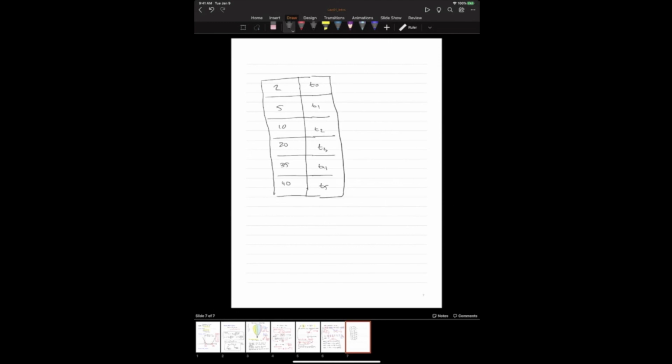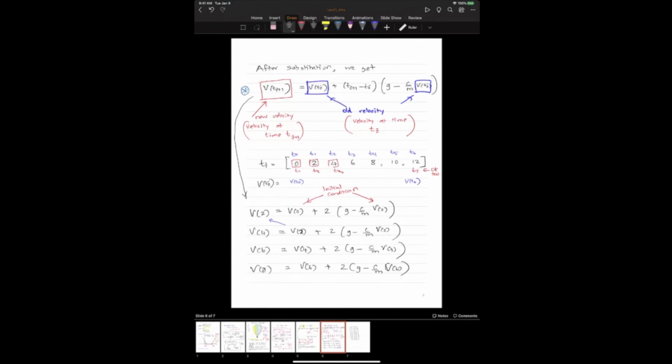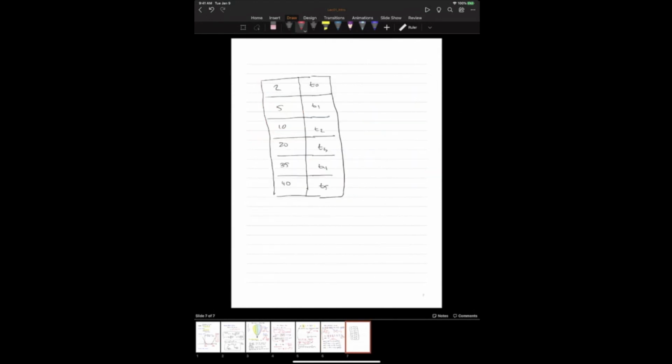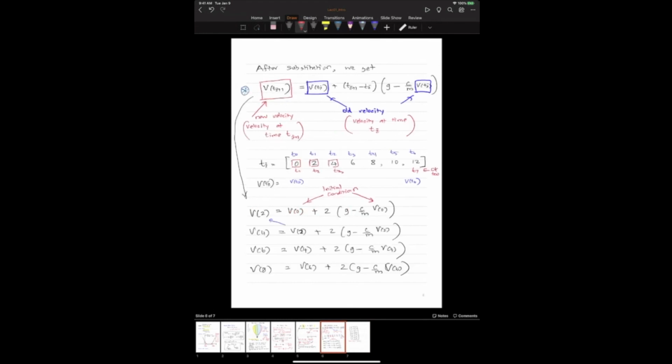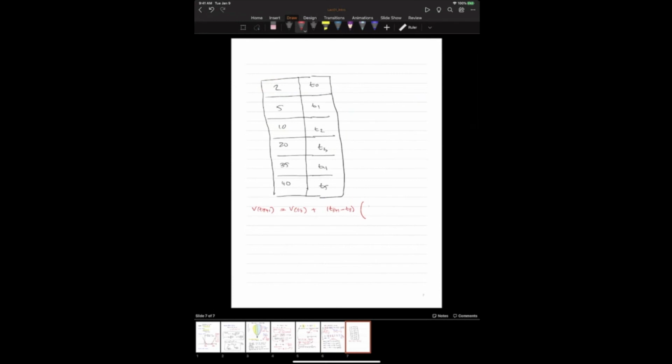Okay, now let me go back and write the formula first. The formula is V(t_{i+1}) = V(t_i) + (t_{i+1} − t_i) times (g − (c/m) V(t_i)).